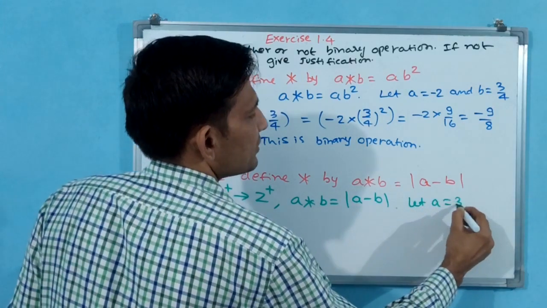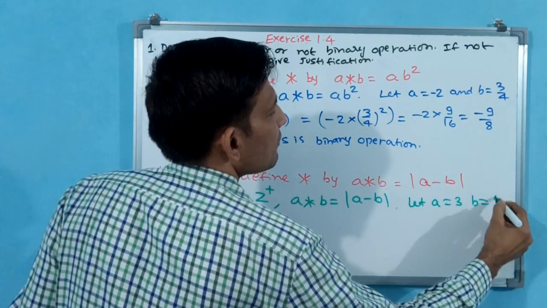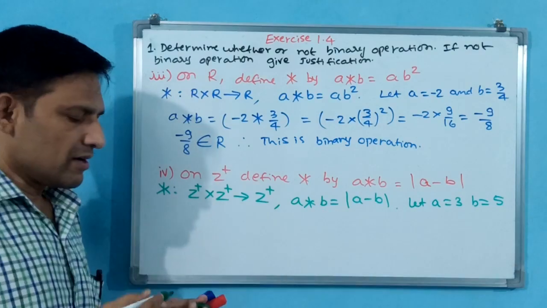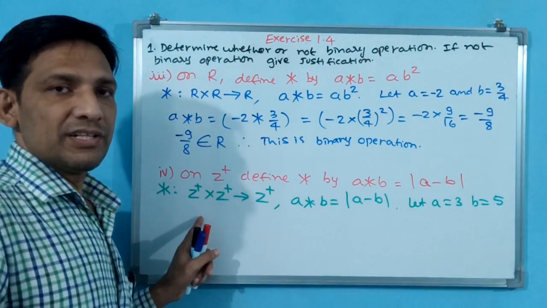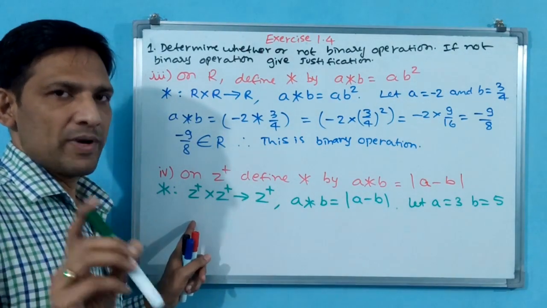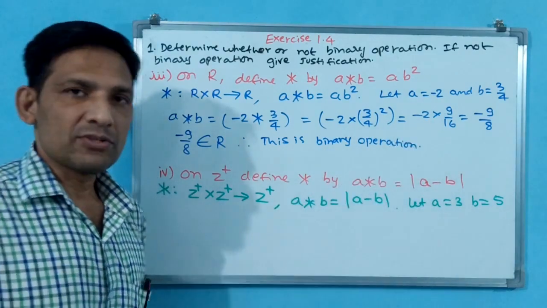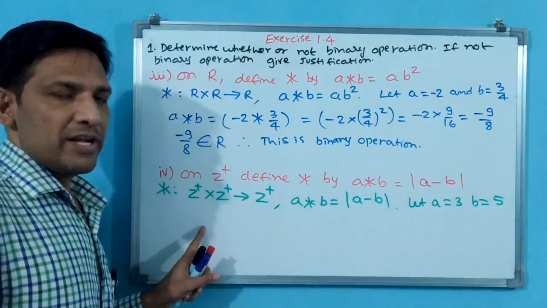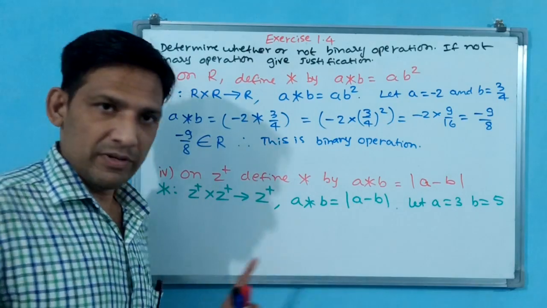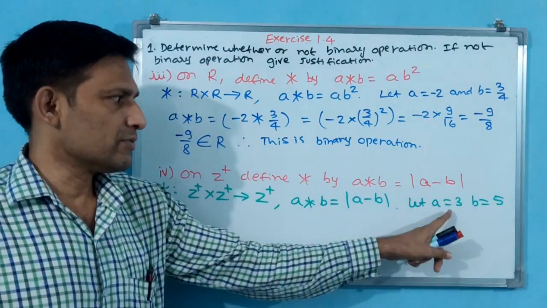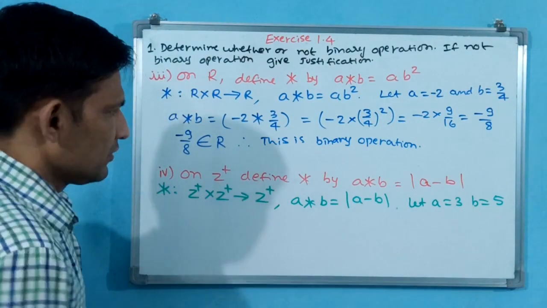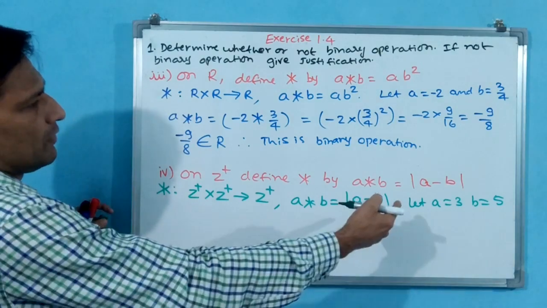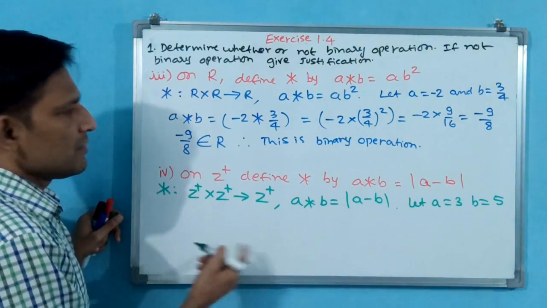Let A is equal to 3, B is equal to 5. Why have I not taken 3 by 4? Because this is an integer. Integer doesn't have 3 by 4, 2 by 3. Why have I not taken minus 2? This is a non-negative integer. That is why minus will not come. That is why I have taken 3. Okay. Now start the answer. We have taken A is equal to 3 and B is equal to 5.